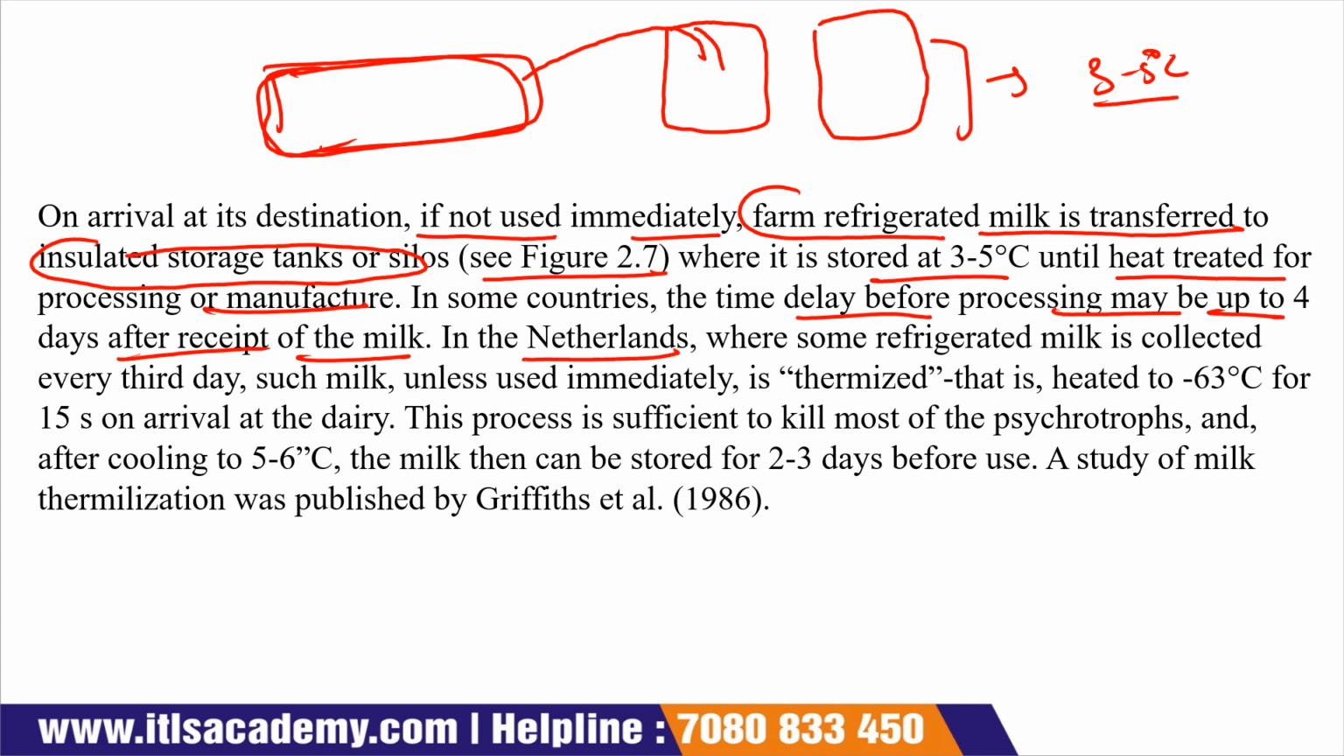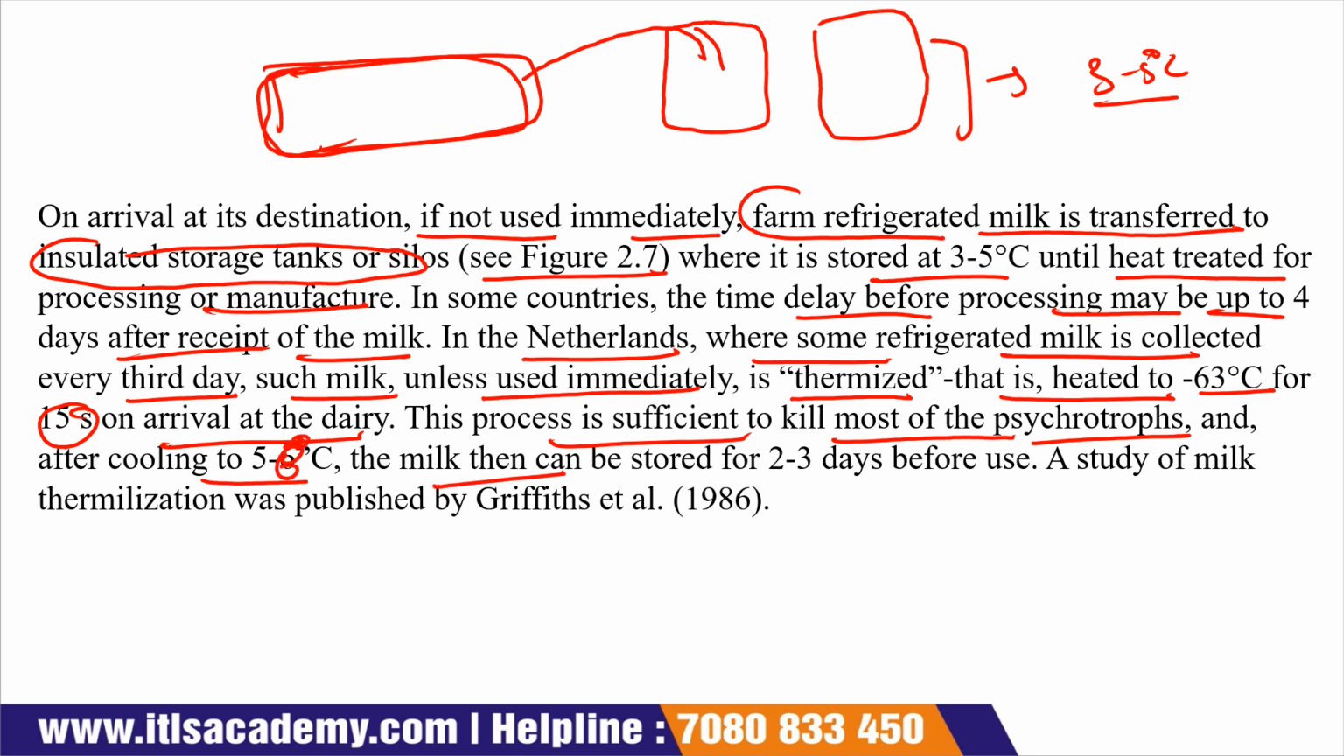In the Netherlands, where some refrigerated milk is collected every third day, such milk, unless used immediately, is thermized, that is heated to 63 degrees Celsius for 15 seconds on arrival at the dairy. This process is sufficient to kill most of the psychrotrophs, and after cooling to 5 to 6 degrees Celsius, the milk can be stored for 2 to 3 days before use. A study of milk thermization was published by Griffiths et al., 1986.